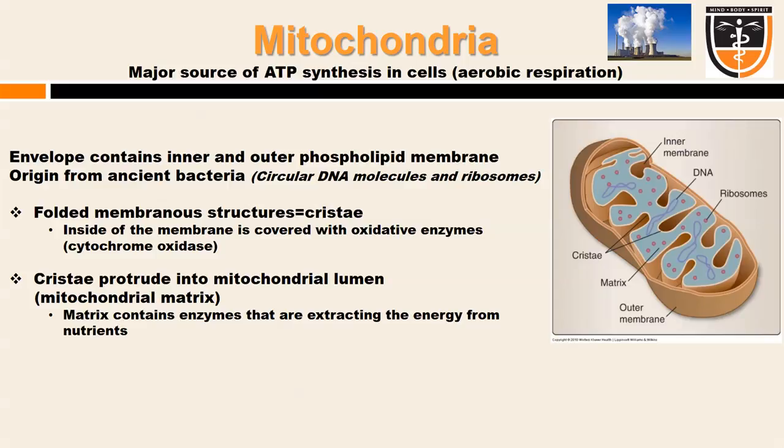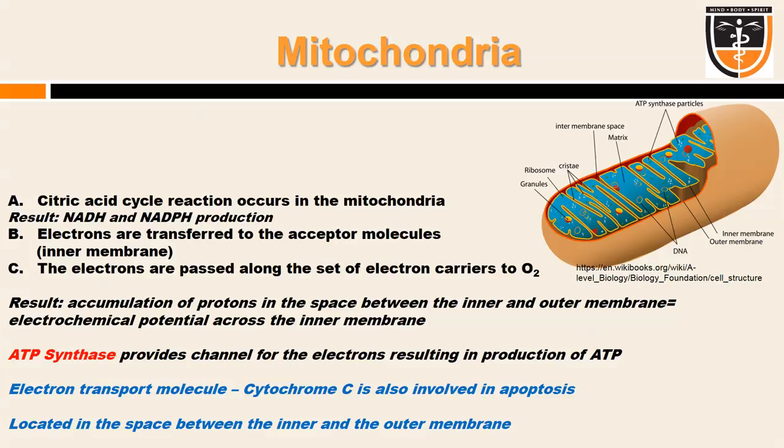This DNA inside, and the way that ribosomes produce proteins. They have folded membranous structures called cristae, and the inside of the membrane is covered by oxidative enzymes, enzymes that use oxygen, known as cytochrome oxidase. We see that cristae will protrude into the mitochondrial lumen, into the mitochondrial matrix, and this matrix, this gooey stuff inside, is actually involved in extraction of energy from nutrients. So this is what they do. Inside the mitochondria, citric acid cycle reactions will occur, which will produce energy, will break down food, will digest food. So the citric acid cycle will take place inside the mitochondria, inside the matrix.